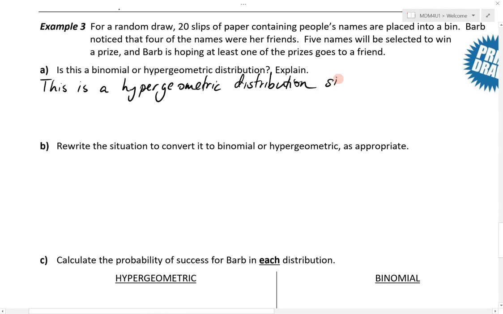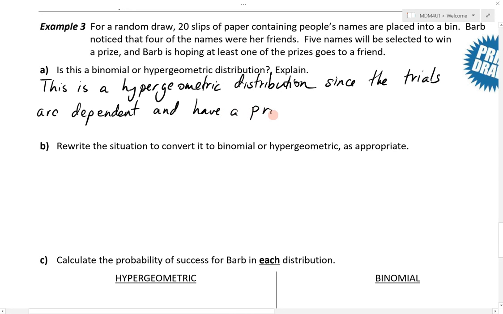Okay, since the trials are dependent and have a probability of success or failure.